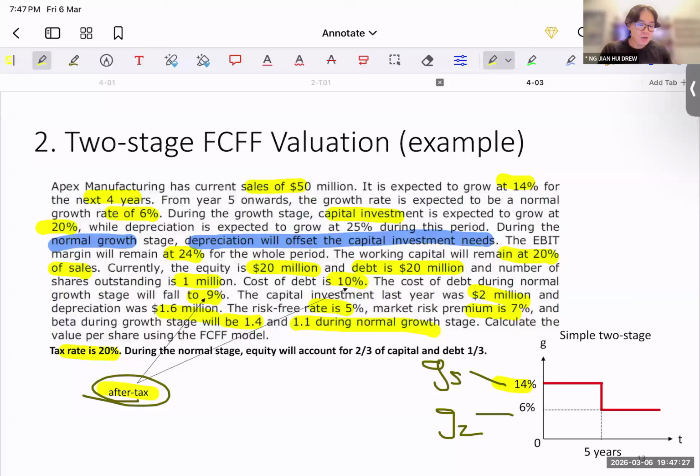During the normal growth, equity is 2/3, debt is 1/3. Recall that currently, and I'm just going to highlight this again, the equity is 20 million, debt is 20 million. So currently it's 50-50, but later in the normal growth it's going to be 2/3 equity, 1/3 debt.